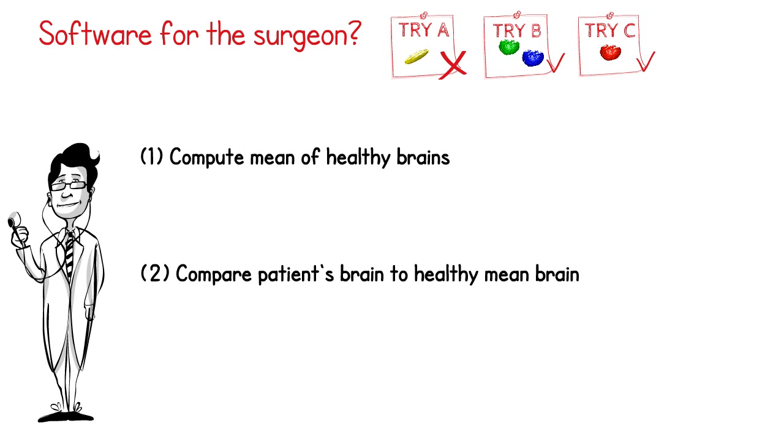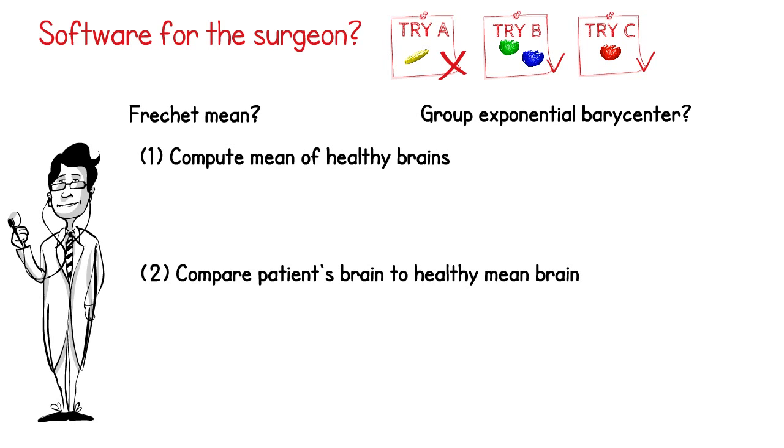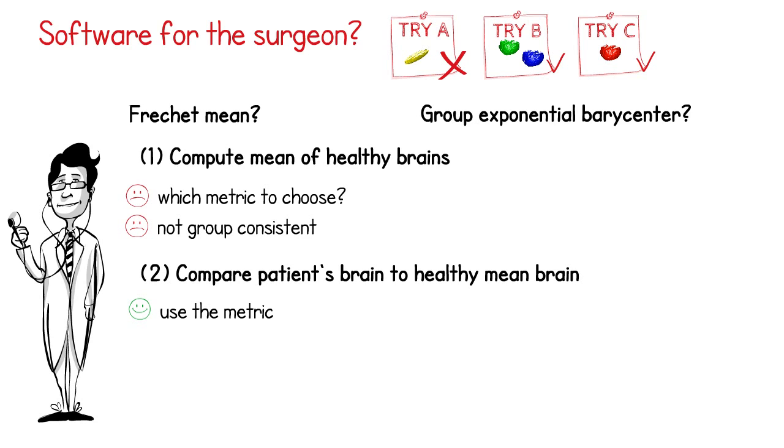Let's summarize your options. The two reasonable choices are the Fréchet mean, a notion for Riemannian manifolds, and the group exponential barycenter, a notion meant for Lie groups. With the Fréchet mean, the drawbacks are there are a lot of different metrics that give you different results. If you change the template brain, you get another result. The advantage is that it comes with a consistent metric that enables to quantify the difference between two brains.